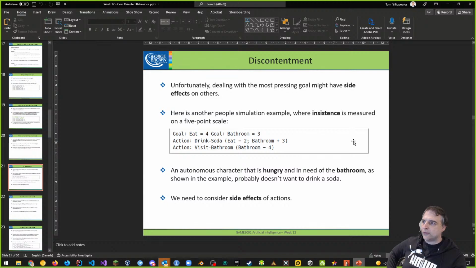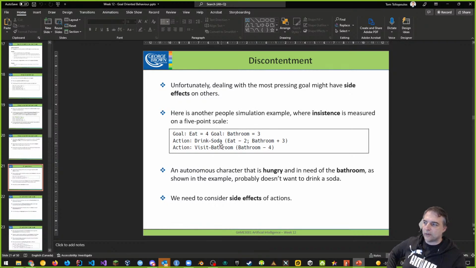But if we use the most pressing need, like we talked about earlier, then eat would be the main pressing need, which means the action to visit the bathroom wouldn't even be here, and we would be in trouble. Especially if going higher than 5 on the bathroom could hurt yourself. Let's say it can cause damage, or reduce your speed, or do something negative to the character, some kind of side effect. So again, that is something we want to avoid.